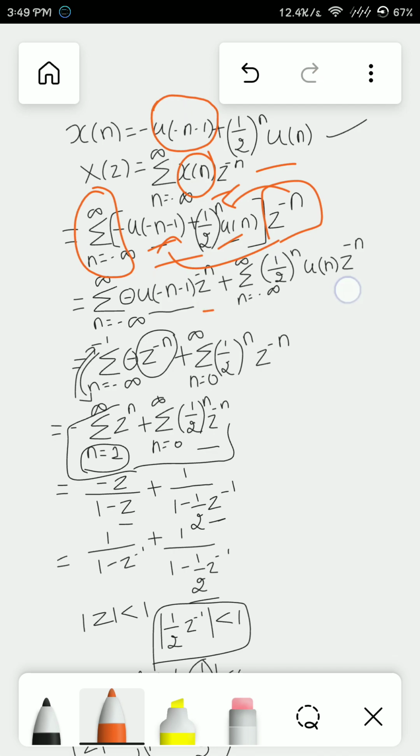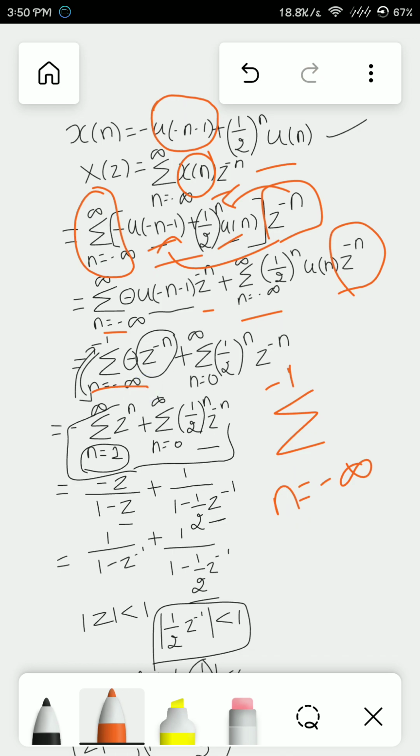We multiplied z to the power of minus n, you can see it is present over here, along with the summation. I have already done this in the last session, so you can see that session and do the same process over here. And here you can see that for u of minus n minus 1, the summation runs from n equal to minus infinity to minus 1. That is what I've written over here.